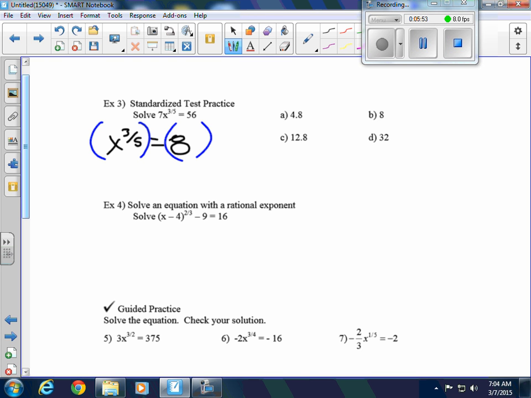Well, if this is 3/5, I raise it to the 5/3. Remember, this is a power to a power rule, so we multiply those exponents, which means 3 times 5 is 15 and 5 times 3 is 15, so that's going to give us 1. I then also have to raise the other side to the same power, so now I'm going to have x equals 8 to the 5/3.